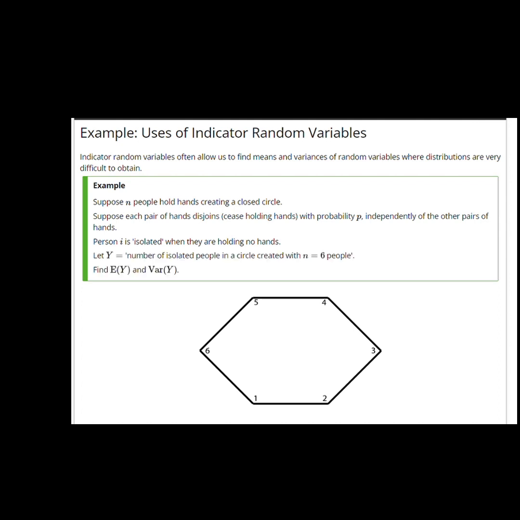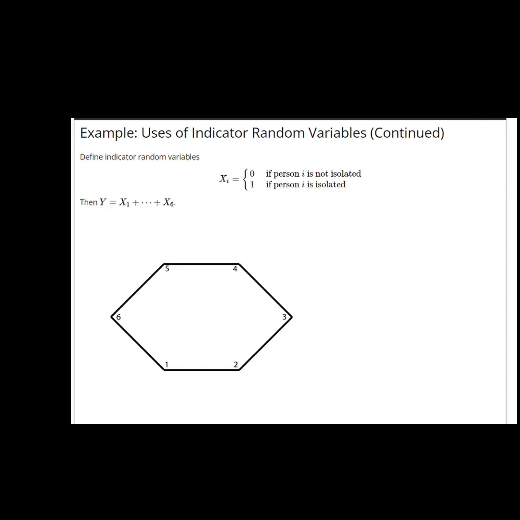A person i is isolated if they're holding no hands. And after the signal, let Y be the number of isolated persons. Let's assume that n is equal to 6, as it is in the graph. We're required to find the expected value of Y and the variance of Y. This is a problem which is amenable to the use of indicator random variables.